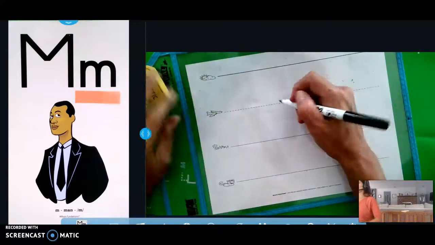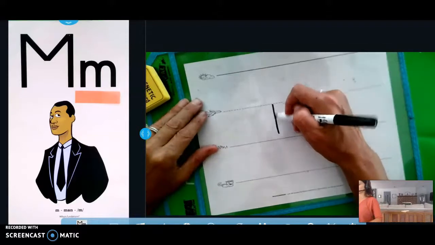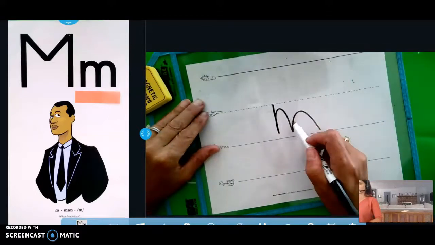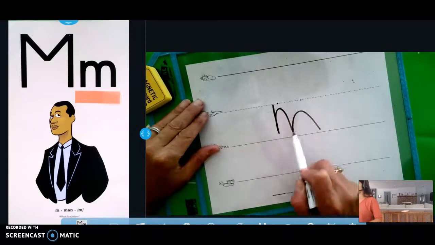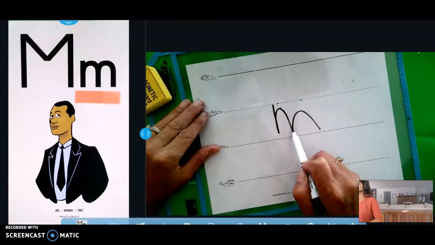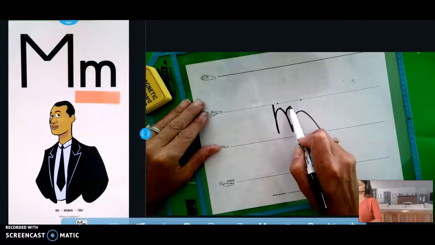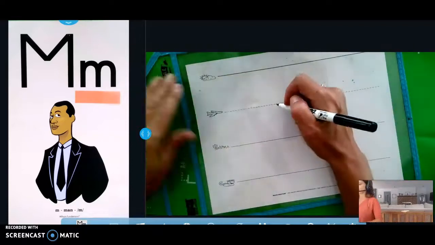Good. Boys and girls, I'm going to show you real quick what not to do. Don't do that. See, don't have that. First of all, it's not touching there. And you didn't trace back up, so you should trace back up there. All right, so let me show you again.